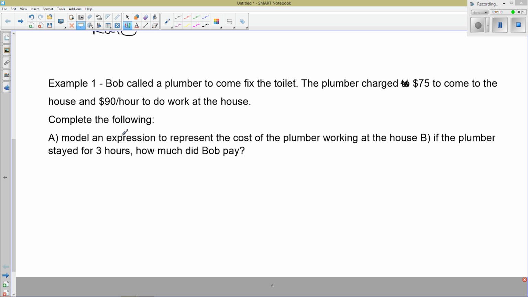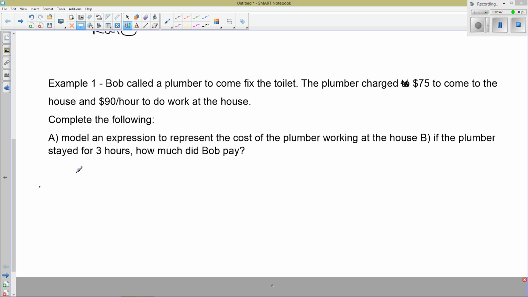Complete the following. A, model an expression to represent the cost of the plumber working at the house. B, if the plumber stayed for 3 hours, how much did Bob pay? All right, so it's 2 parts. At least for now, we're not going to treat it like a word problem. We're not going to have to do a diagram. There's a video coming up later on in the unit that'll teach you guys. But this is kind of the introductory stuff.